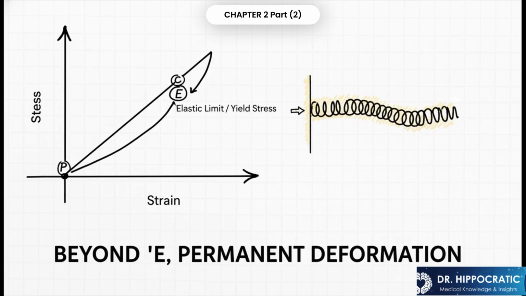But if we keep pulling, the line starts to curve. We've gone past a critical point, the yield stress, or elastic limit, marked as E. Once you go past this point, the material is permanently changed. It's deformed. Even if you let go now, it won't go all the way back to its original shape. And for your exams, just remember that the proportional limit, P, is often used as a really close approximation of the yield stress, E.